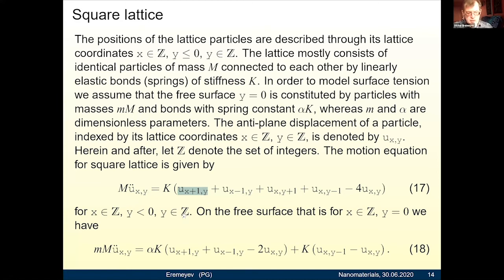So at the free surface we have boundary conditions, but here in the discrete world we have an ordinary differential equation which is not symmetric anymore, because we have bonds which are different, and alpha is the factor which makes the connections, let's say roughly elastic springs, different from the ones in the bulk. Okay, and capital M is also a factor related to the mass of surface atoms, surface particles.